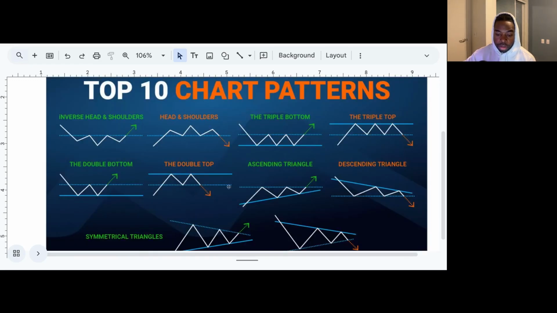Okay, and then here are some of those chart patterns we talked about. You might want to just take a screenshot here. This is really good stuff.